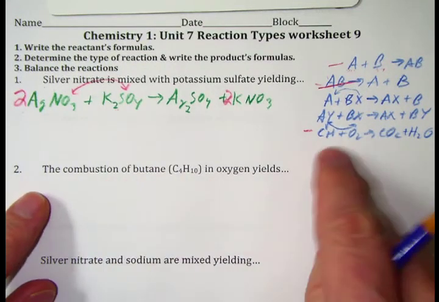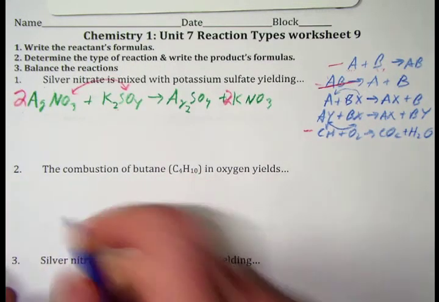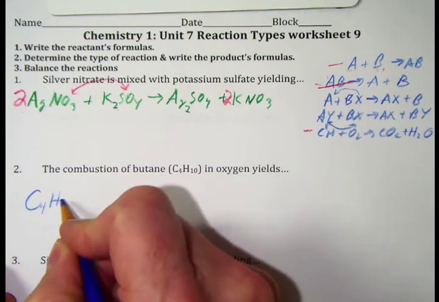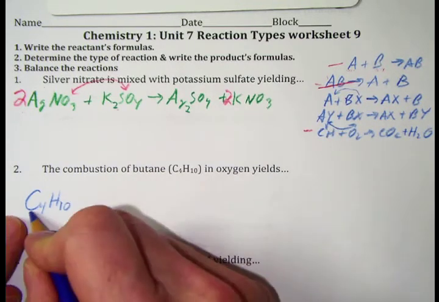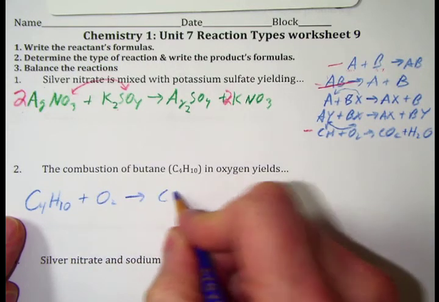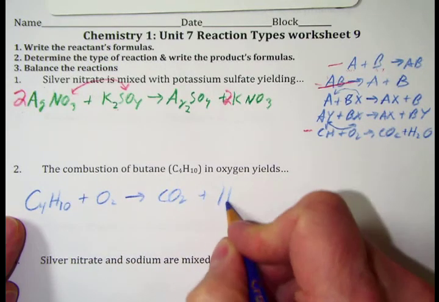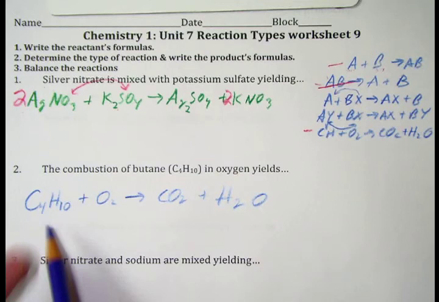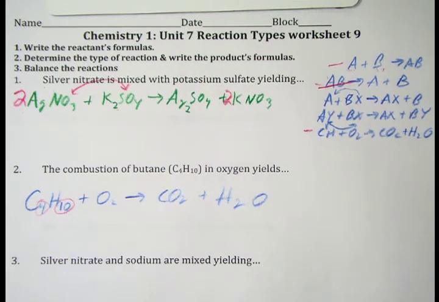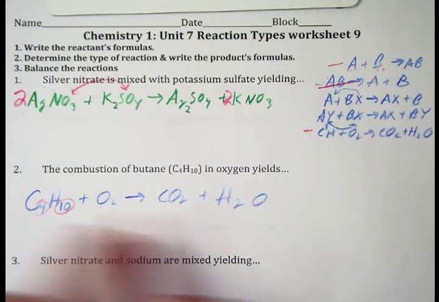Well, it says it's a combustion. So we know that it's butane, C4H10. And because it's combustion, it's this carbon-hydrogen fuel mixed with oxygen to produce CO2 and water. All combustions look the same. It's just these 2 little numbers here on the fuel that change. Now we balance. We'll start at the left and move on over.